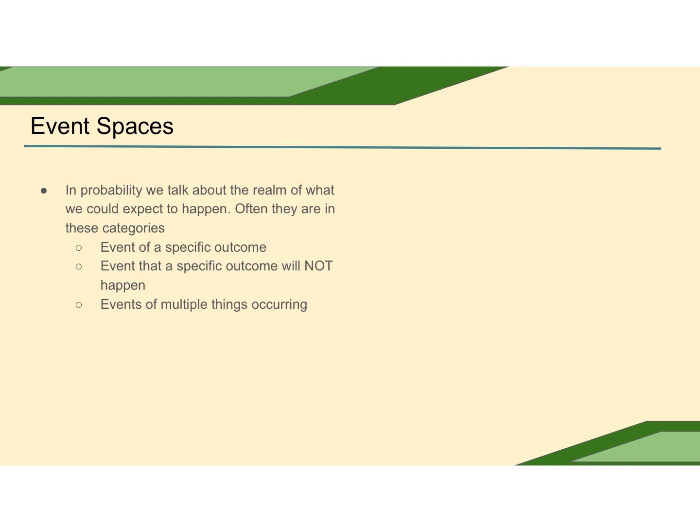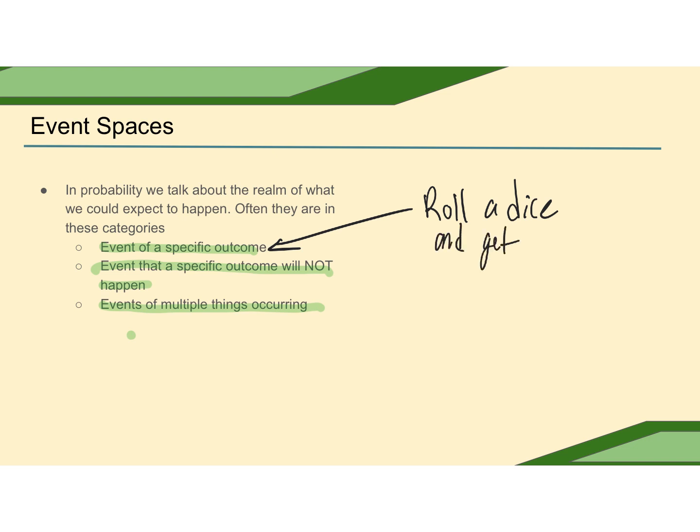So when we talk about event spaces, we talk about the possible ways events can occur. So again, each event has a specific outcome. Rolling a dice has a 1, a 2, a 3, a 4, a 5, a 6. Sometimes we care when it will not have a specific outcome, and sometimes we need multiple things occurring. So an example of a specific outcome is, let's say we roll a dice and get 3. Well, that's a specific outcome.